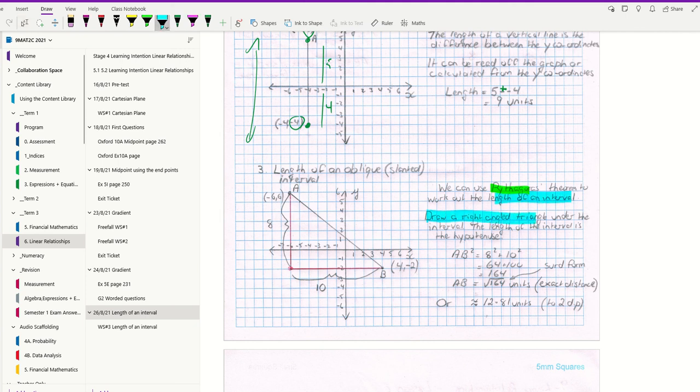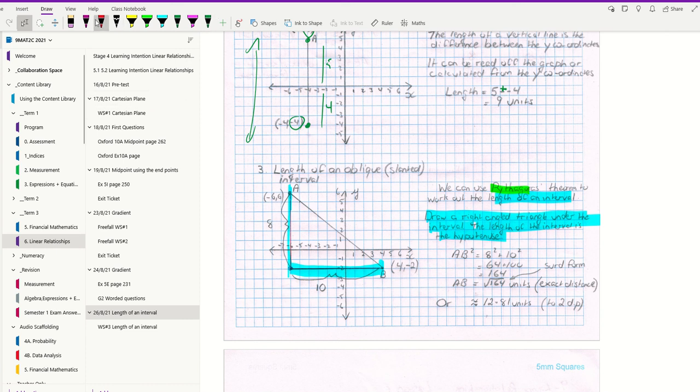What we're going to do is draw a right angled triangle under the interval. The length of the interval is the hypotenuse. So there was my A, there was my B. I drew this right angled triangle underneath like we did the other day. And then for this one, I just counted them up and saw how many I had.